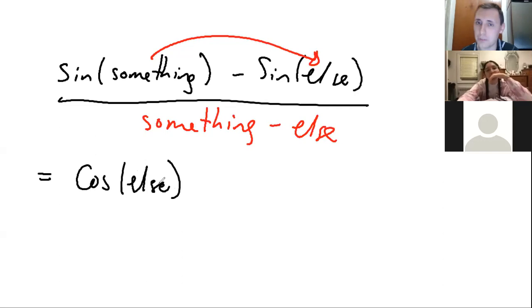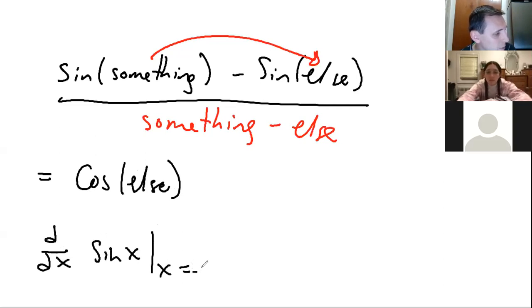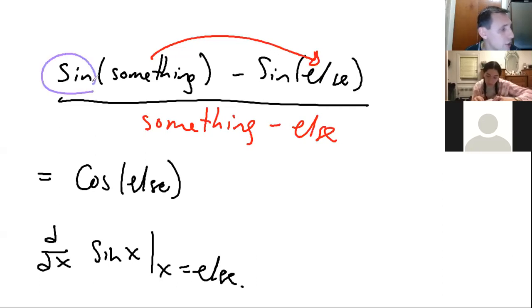The else has little to do with it. So it's cosine of else. Why? Because that's the derivative of sine of x where x equals else. Yes? You understand what I'm trying to show you guys? Again, you're paying attention to the letters. That's not important. Something is going to else. If you divide by something minus else, you get the derivative of this function. Yes?